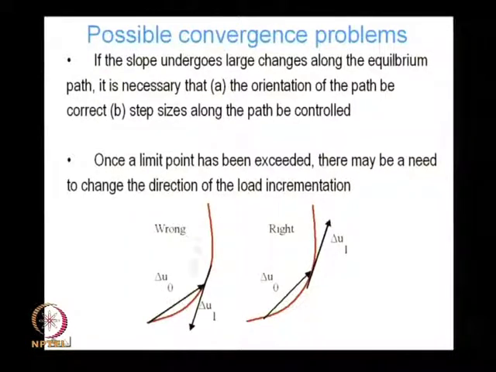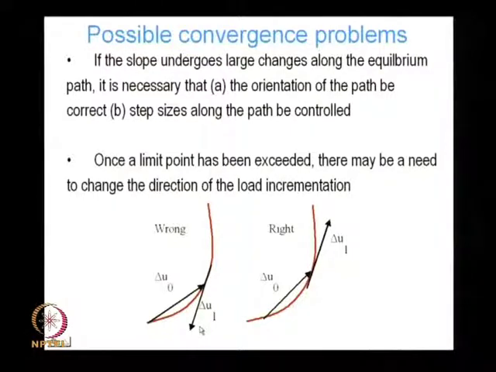Let us look at an example where you have a limit point, where the load displacement curve is changing slope. Suppose I went from here to here. This was my previous converged solution, I got another converged solution here, and then I construct my tangent to the converged solution. It turns out that my tangent is like this.